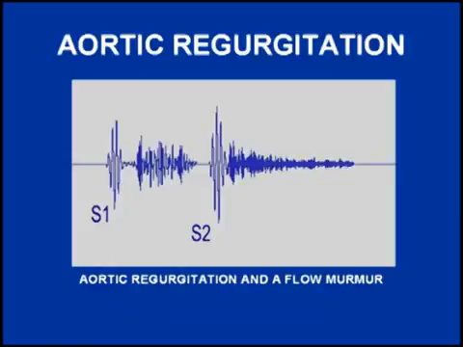In summary, aortic regurgitation typically presents with a diastolic decrescendo murmur, which is heard along the left sternal border. Acute aortic regurgitation can occur as a result of trauma, endocarditis, or aortic dissection. Listen once again to the sound of severe aortic regurgitation.